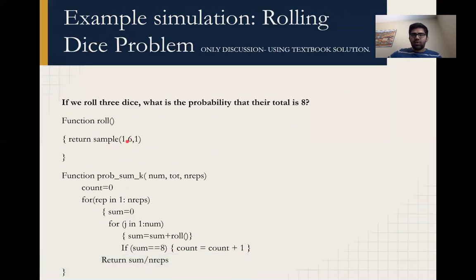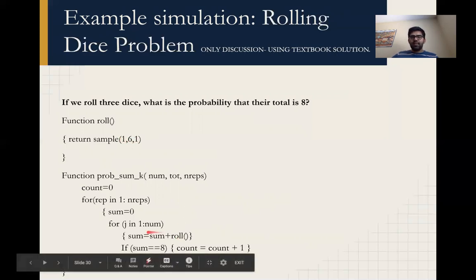This is supposed to be a colon right here. So it's 1:6, so this is wrong right here. It's going to be 1:6. So from 1 to 6, I get one value for this sum. I run it for 3 times. If the sum turns out to be 8, the counter goes up. Otherwise, it stays the same.